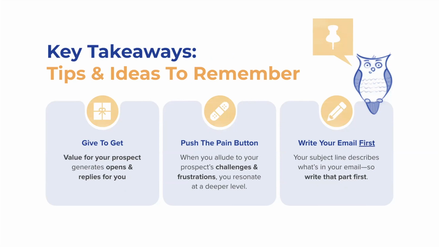So some key takeaways here are that you need to give in order to get. So hinting at the value you're offering in your email and how it's relevant to what your prospect cares about will in turn translate into more opens and replies for you. Moreover, especially in the subject line, you want to try to push that pain button. When you allude to the concerns and frustrations that are likely already on your prospects' minds, your subject line will be more likely to resonate. And then finally, think of your subject line as a sort of preview or summary of the email itself. And seen in that way, it's smarter to write your message first, then write your subject line. It's kind of like building a house. You want to start with a foundation rather than with the door.